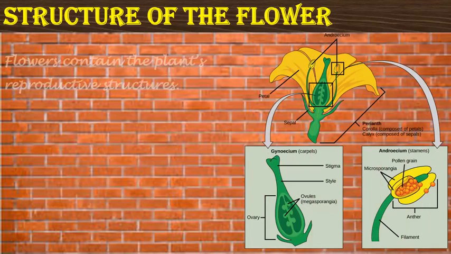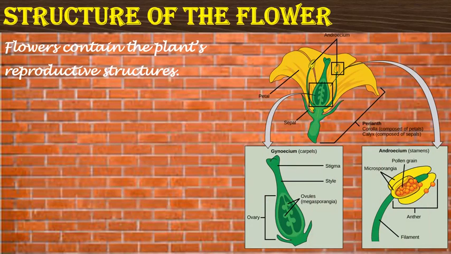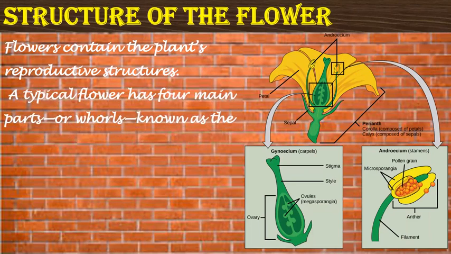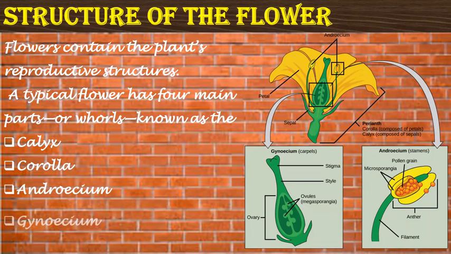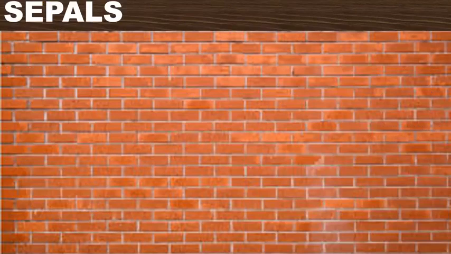Structure of the flower. Flower contain the plant's reproductive structures. A typical flower has four main parts or whorls known as the calyx, corolla, androecium, and gynoecium. Let's study about them one by one.